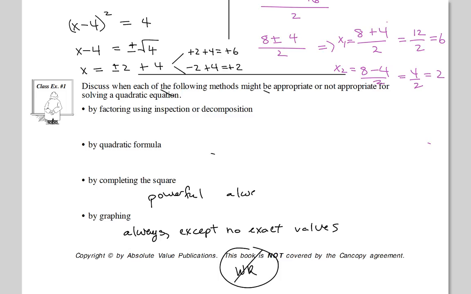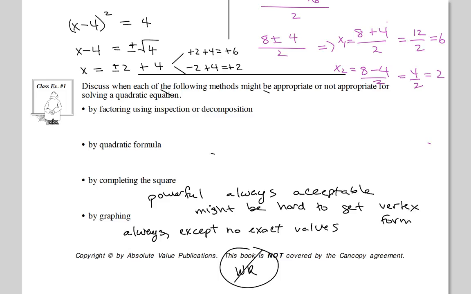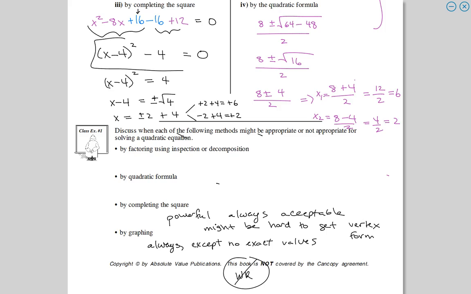It's always acceptable. Except the only problem is it might be hard for some of you. It might be hard to get to the vertex form to make this happen. Yeah, it has to be in this form, this right here. That's the vertex form. In order to get there, you have to complete the square.